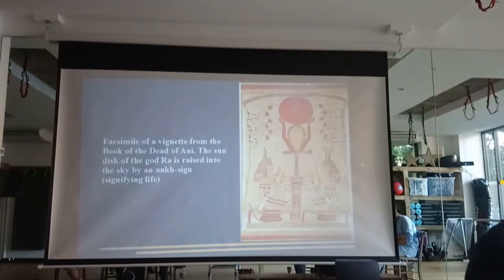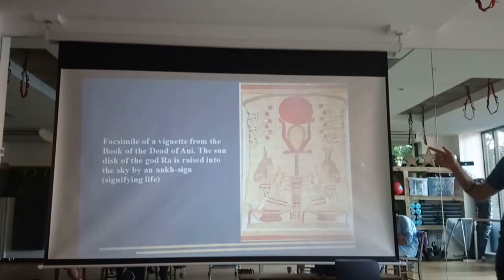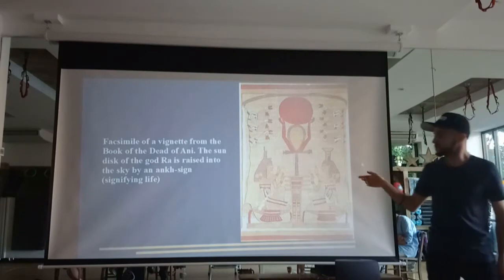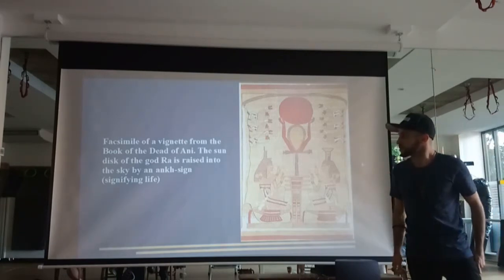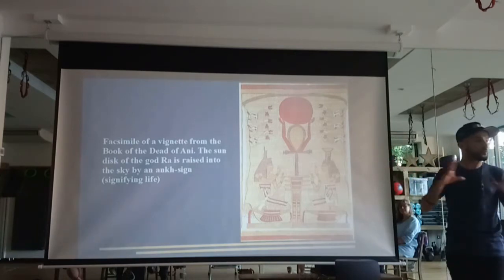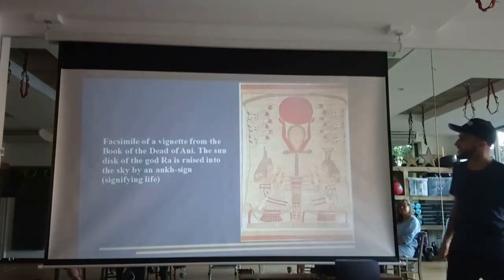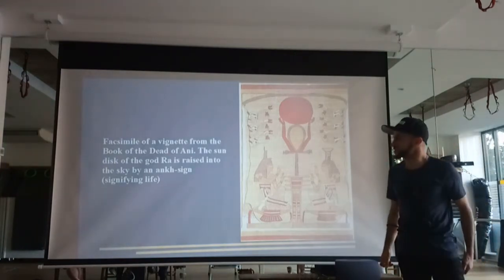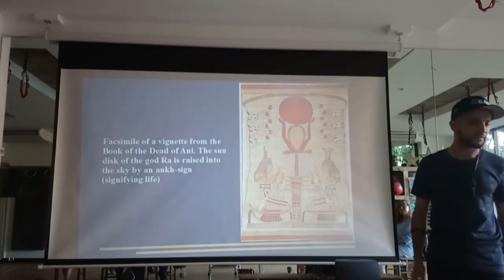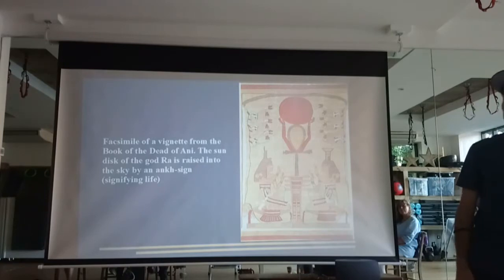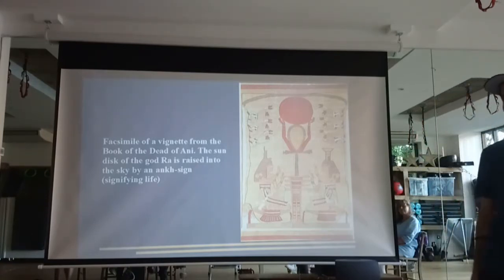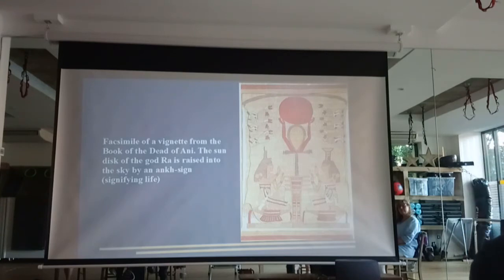So this is a facsimile of a vignette from the Book of the Dead of Ani. So this is where it comes from. The sun disk of the god Ra. Again, I don't think it's a sun disk, I think it's a womb disk. It's raised into the sky by an Ankh sign signifying life. And what does signify life? Not the sun, the womb. Because the womb is where life is created through the seed of life.